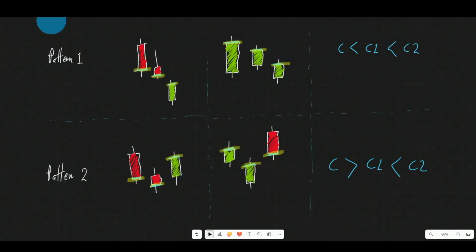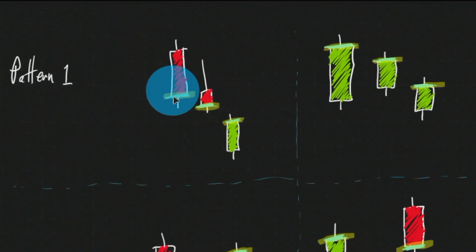Here I have 2 patterns. Pattern number 1: the close is lower than the previous close, and yesterday's close is lower than the previous close. So basically we have 3 lower closes in a row. Now I draw here 2 different examples. You can have many more, but just to drive the point, you see this bar is down and the highlighted yellow here is the close.